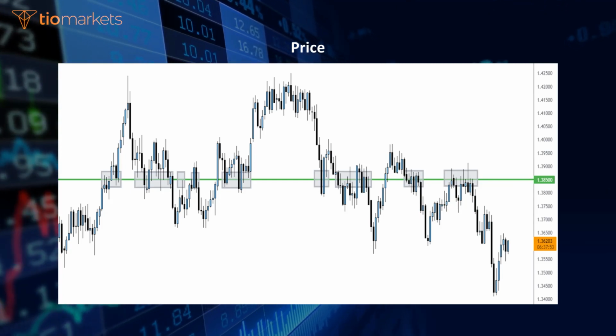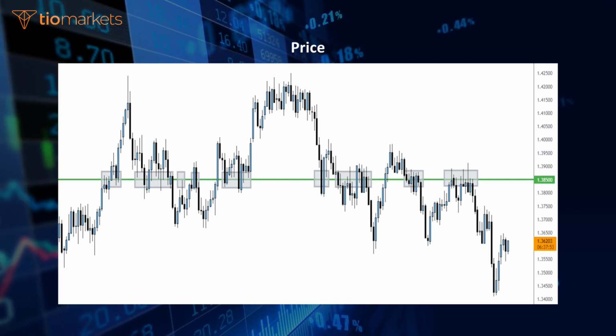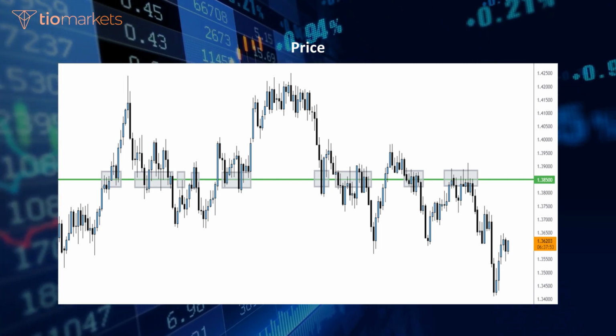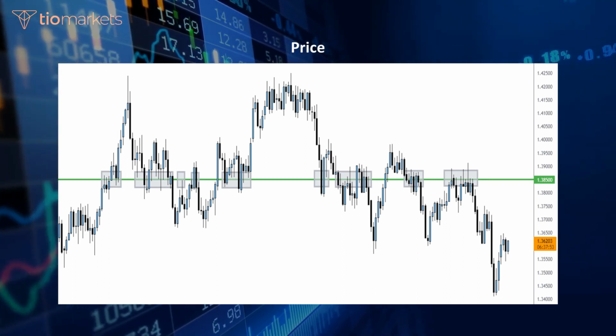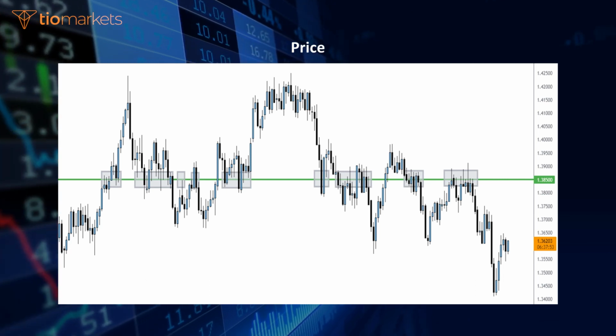The fourth indicator to make my list of best Forex indicators is price. Trading by analyzing the price and the price alone offers a level of simplicity and insight that would otherwise be obscured to you when trading.